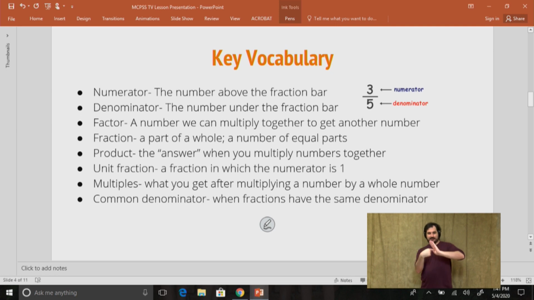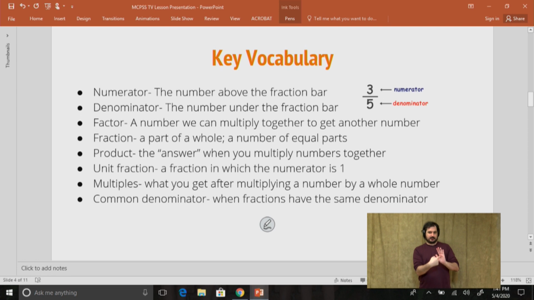A factor is a number we can multiply together to get another number. A fraction is a part of a whole or a number of equal parts. So here you have 3/5. That means I have 5 pieces in a whole, and I have 3 of those pieces shaded in, kind of like the bars that Ms. Matani did. And then you have product, the answer when you multiply numbers together.